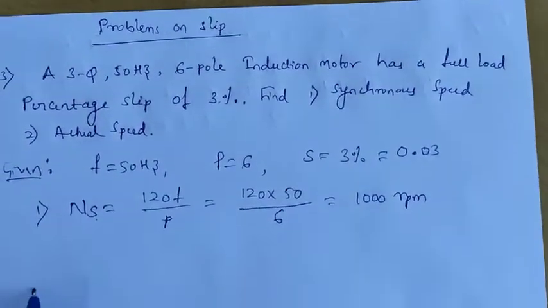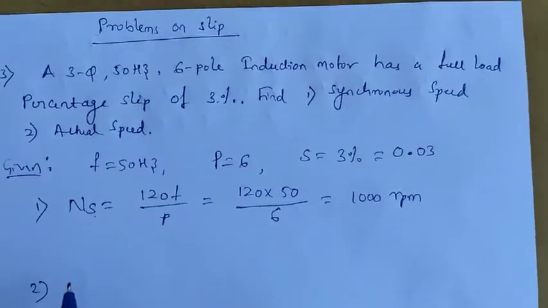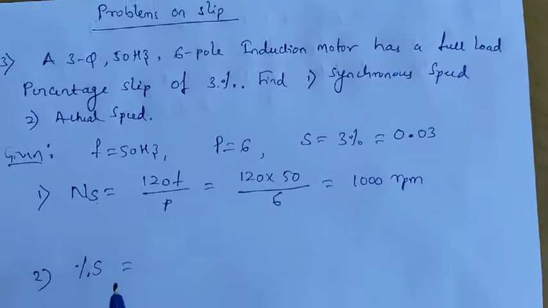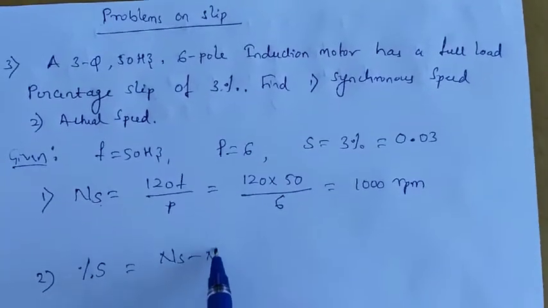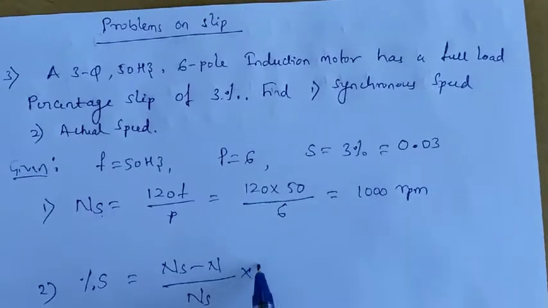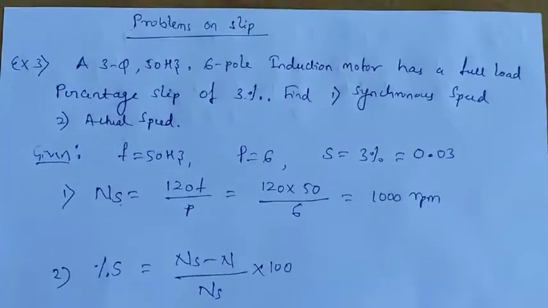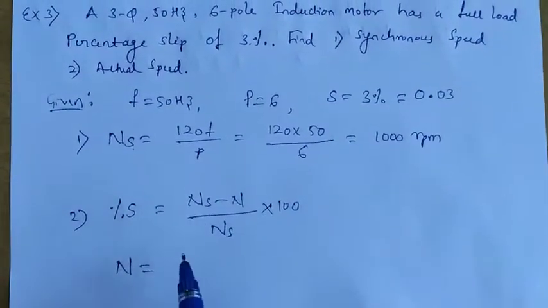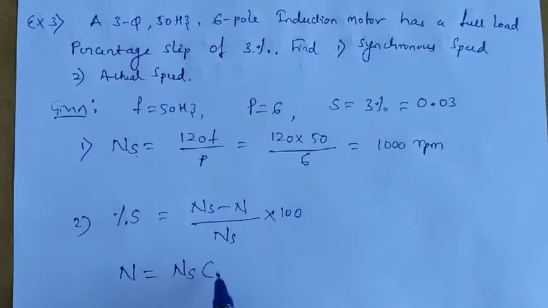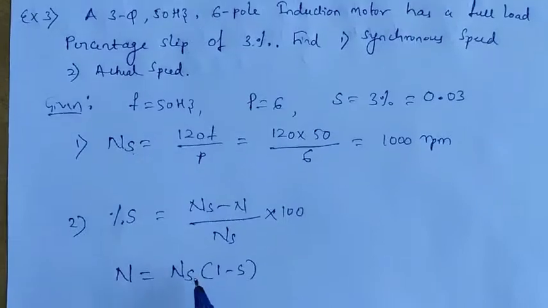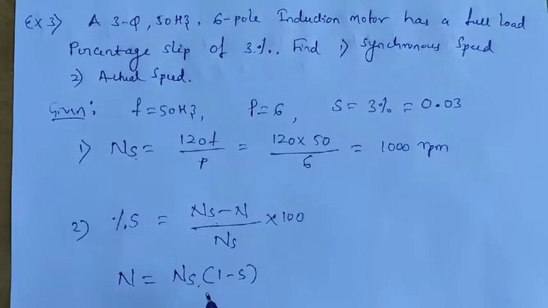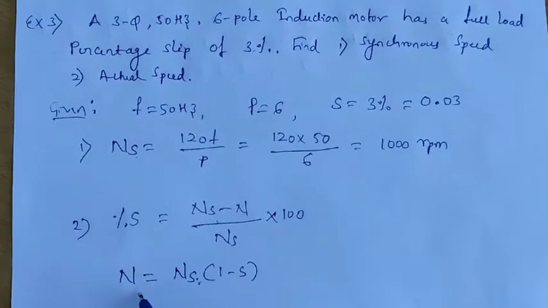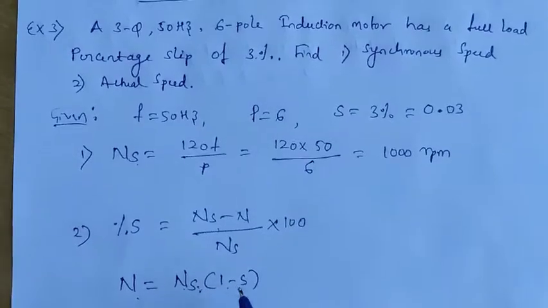Second one, actual speed. So to calculate the actual speed, first I will write the percentage of slip is equal to ns minus n divided by ns into 100, or you can write the equation in terms of n. After simplification of this equation, we can write n is equal to ns into bracket 1 minus s. This is a simplified equation of this. Okay, this is not a separate equation. Same equation I have written for n separately.